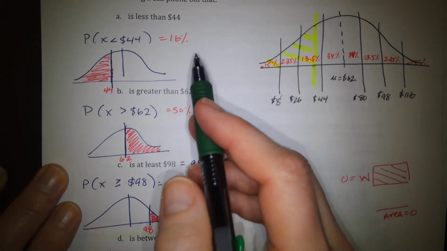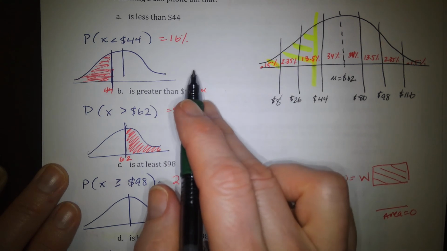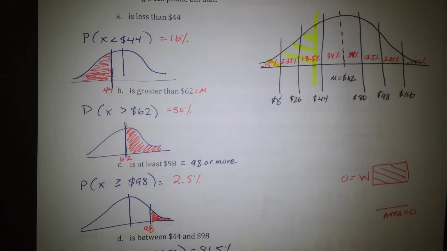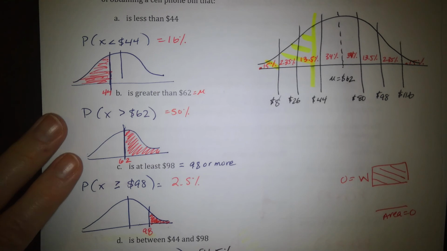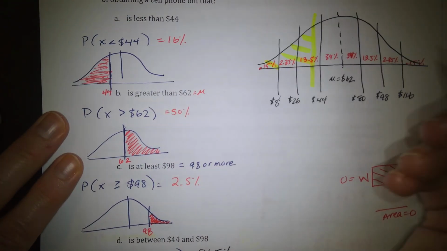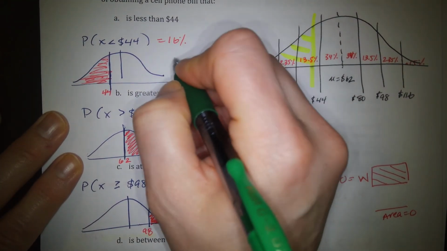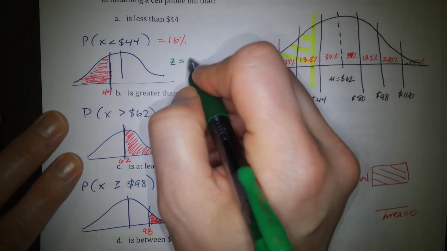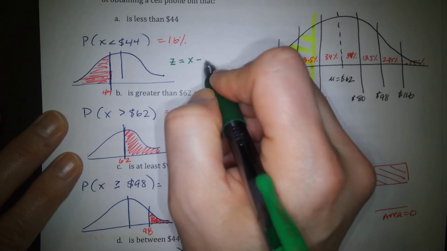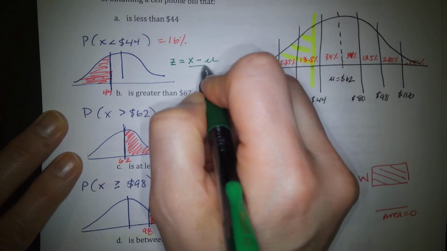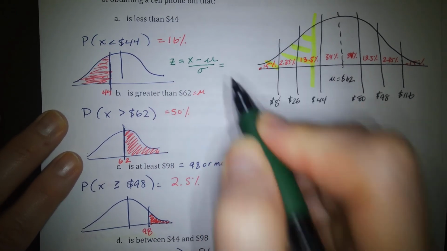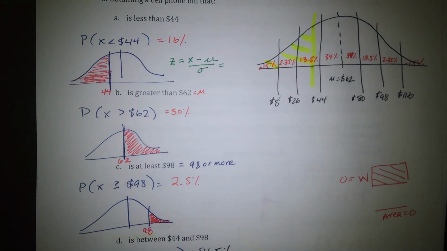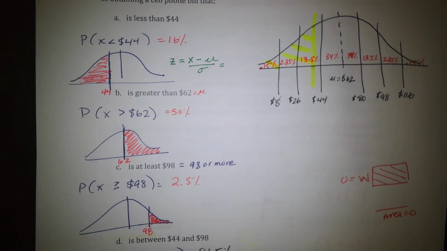So the first thing I'm going to need to do is find the z-score for this example. Okay, so to find the z-score for this example, the equation for z is the data minus the mean divided by standard deviation. Well, in this case the x is 44 and the mean is 62.